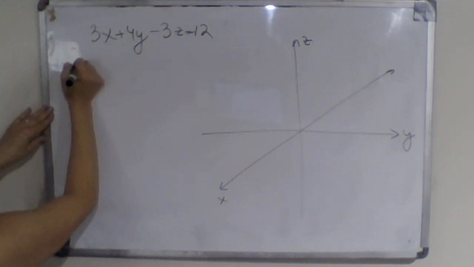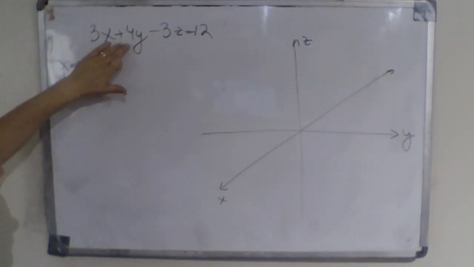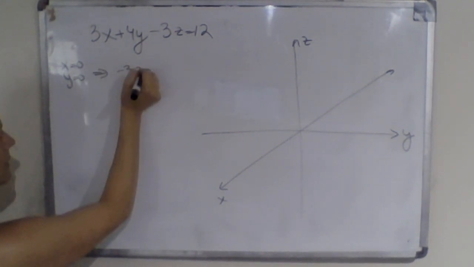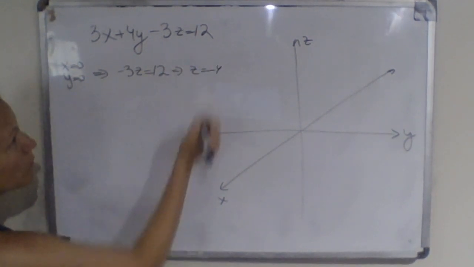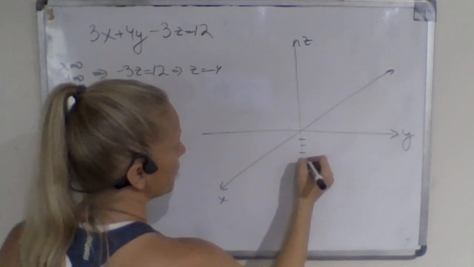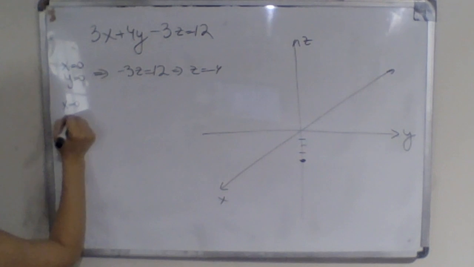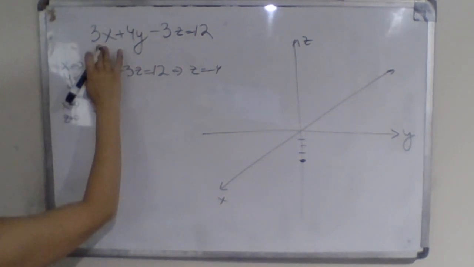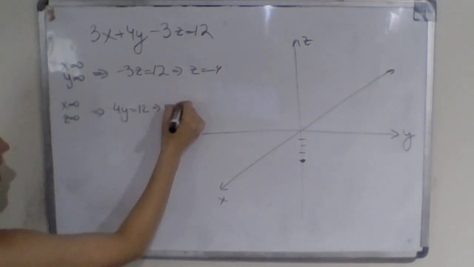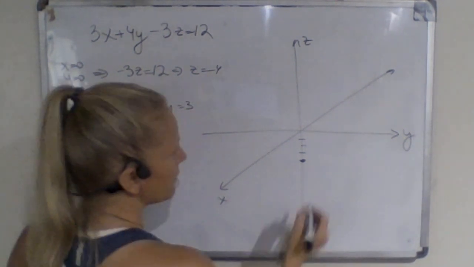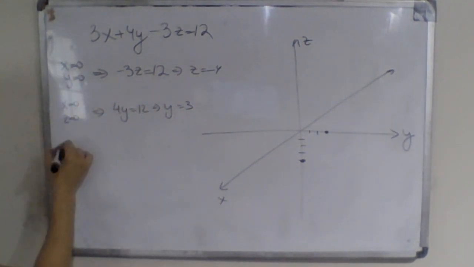What if x is 0 and y is 0? We want to find the intercepts. Well, this is 0 and this is 0. I end up with -3z equals 12, or z equals -4. Where is z -4? 1, 2, 3, 4. I got my first dot. Well, what if x is 0 and z is 0? I'm going for y, right? But this is 0, this is 0. 4y equals 12, which means y equals 3. We like this. Where is y? 3. 1, 2, 3. It's right there. And then the last one is y is 0 and z is 0.